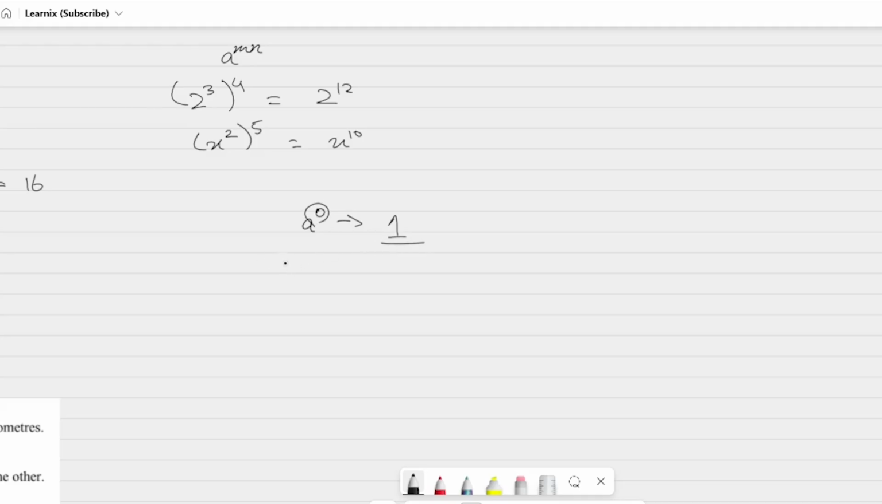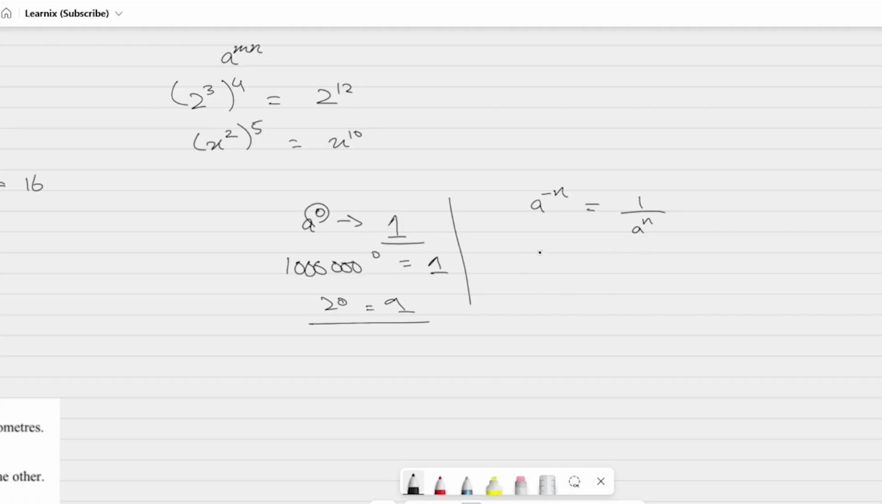Let's say you have a million to the power of 0, that is going to be 1, right? Any number raised to the power of 0 is 1. Okay, so 2 to the power of 0 is 1, x to the power of 0 is 1, right? You get it, right? Now moving on to negative indices. Let's say you have a to the power of negative n. This will equal the reciprocal of this. It's going to be 1 over a to the power of n, right?